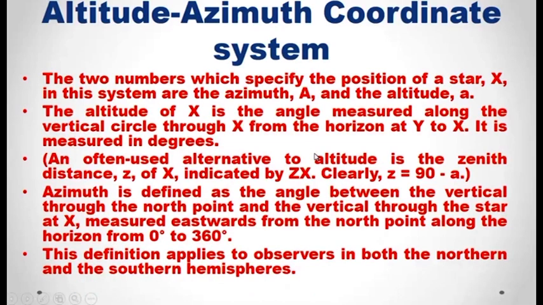So, to locate the position of a star in the altitude azimuth coordinate system, altitude is small a and azimuth is capital A. Altitude is measured from 0 to 90 degrees and the azimuth is measured from 0 to 360 degrees. This definition applies to observers in both the northern and southern hemispheres, but there are drawbacks in this altitude azimuth system. If a star is measured from two different positions, its coordinates differ.